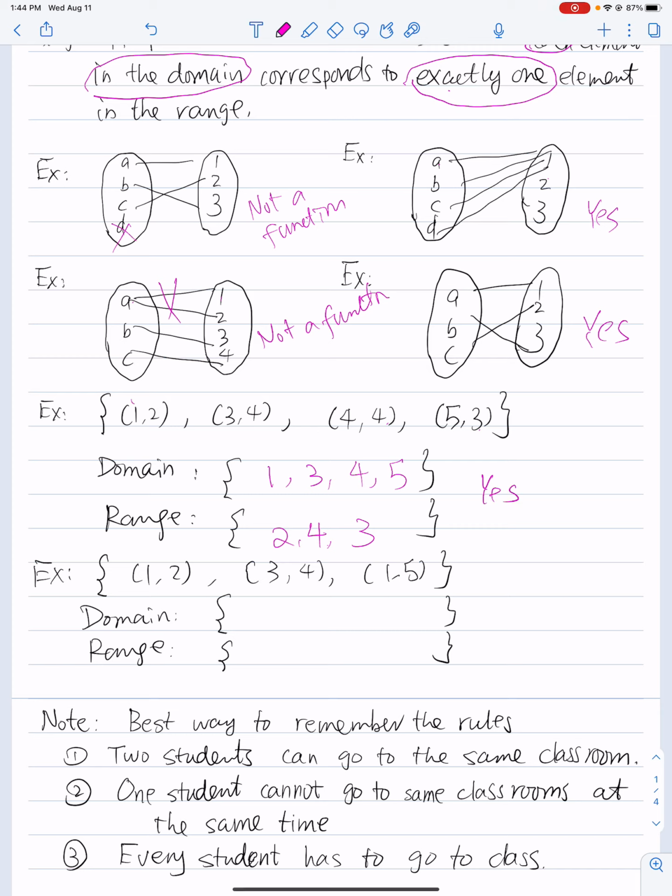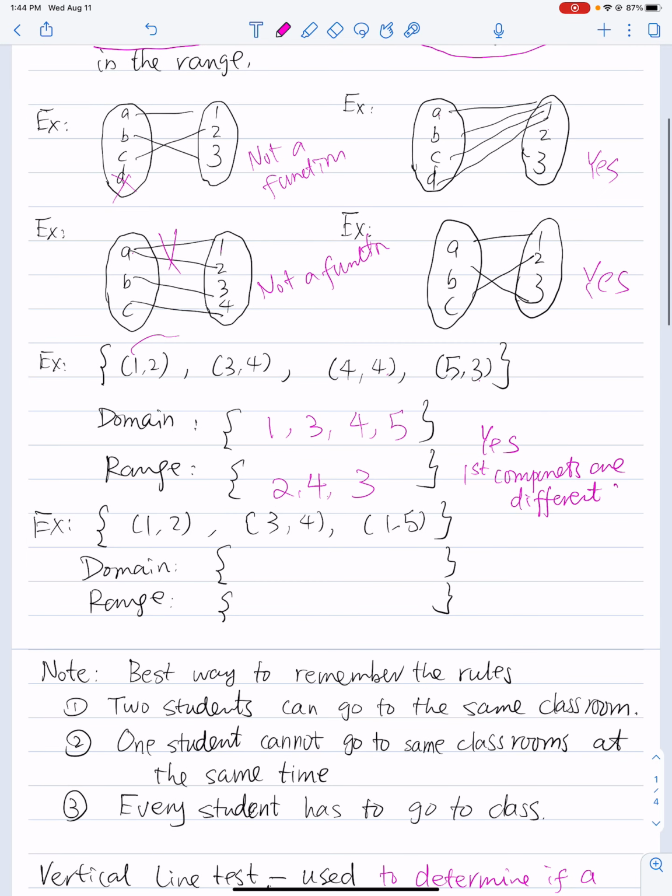Is this relation a function? Yes, because all the first components are different, then it's a function. So what will be the domain here? It's 1, 3. Do we need to put another one here? No. The range is 2, 4, 5. We do not need to repeat it. But this extra one will make it not a function, because 1 does not correspond to one element. It corresponds to two elements in the range: 1 corresponds to 2, and 1 also corresponds to 5.